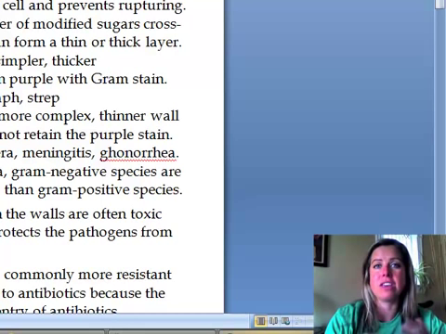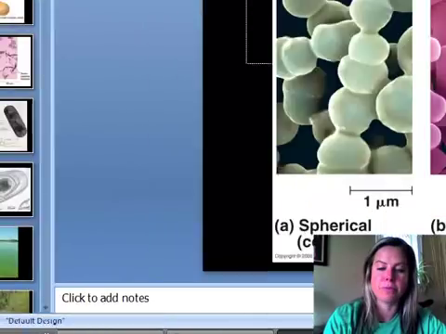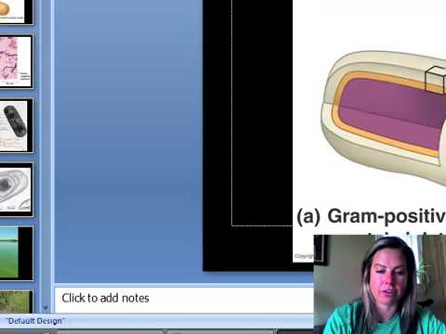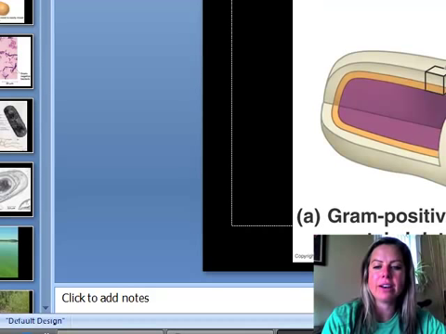So we'll get into that a little bit later. All right, let's get into prokaryotic structure. One thing that we've talked about a little bit is that prokaryotes are going to have a cell wall. And in these pictures, it's going to be the white that you see here.